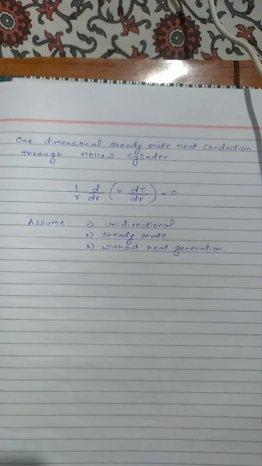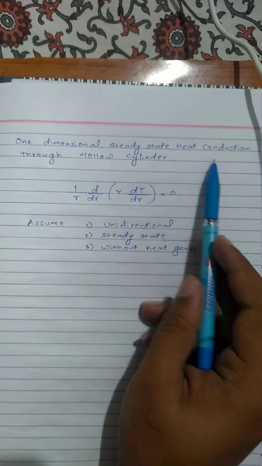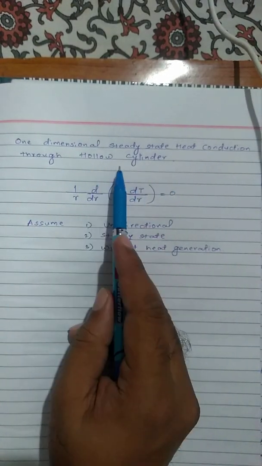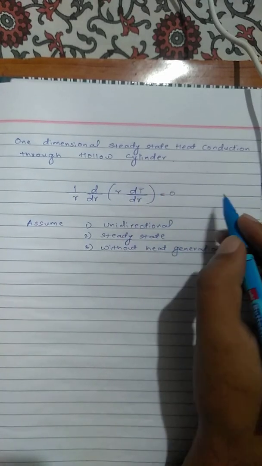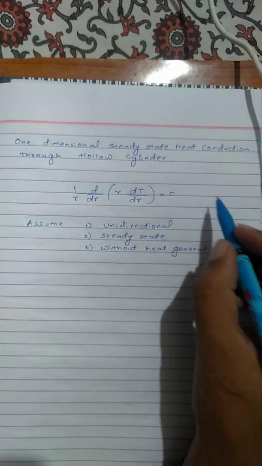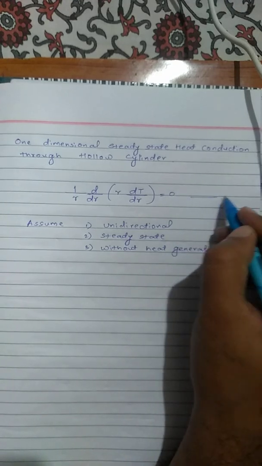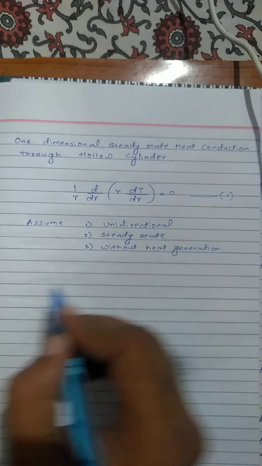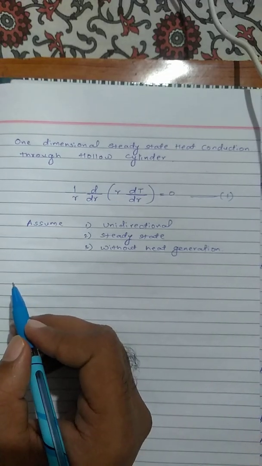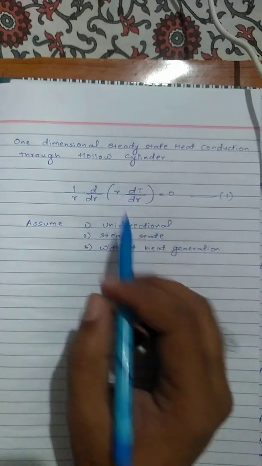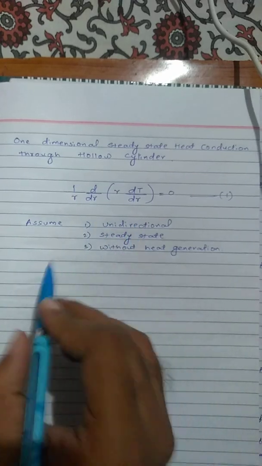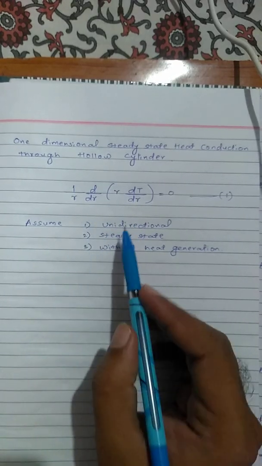Hello everyone, here in this video we are going to derive a relation for one dimension steady state heat conduction through a hollow cylinder. So let us consider the heat conduction equation through a hollow cylinder in a Cartesian coordinate. So this is the equation which we are going to consider for the one dimension steady state heat conduction through a hollow cylinder in a Cartesian coordinate.